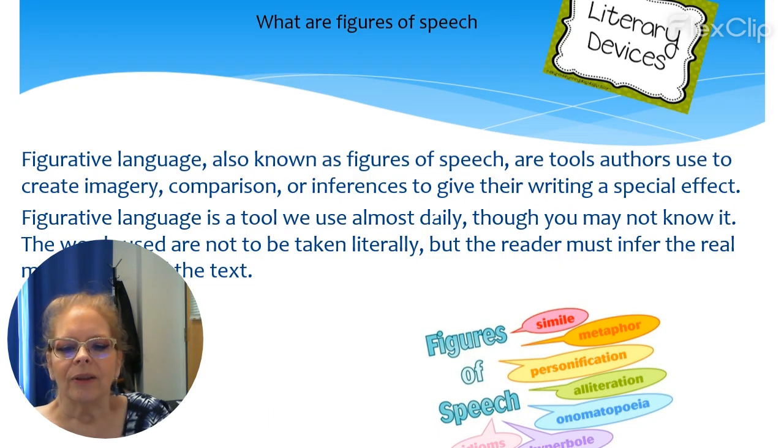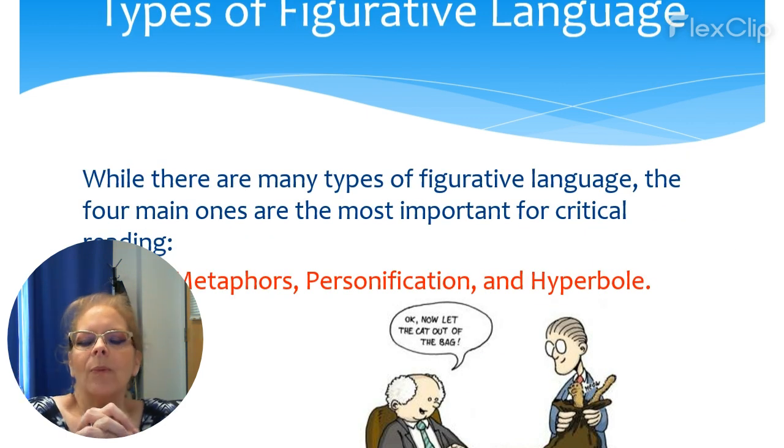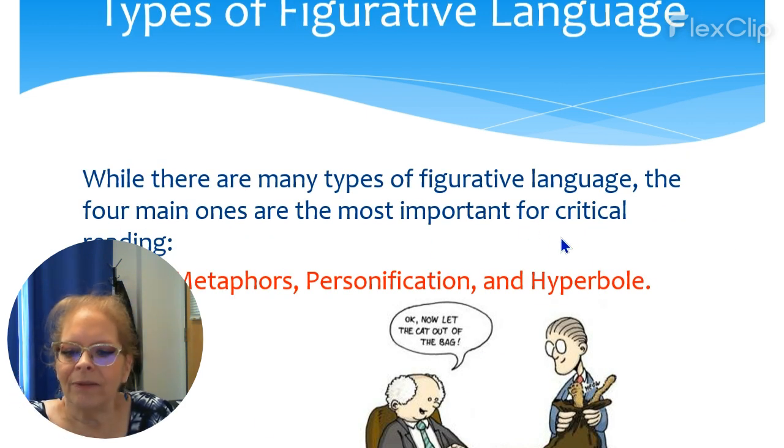So what are they? They're figures of speech, and they are just tools that authors use to create imagery, comparison, inferences, try to give a special effect to just make their writing more interesting. We use it almost daily. I'm sure you've used them quite often, even though you might not even be aware of it. And none of these should actually be taken literally. They're implying something different. And while there are more types, the main four are the similes, metaphors, personification, and hyperbole. I'm also going to talk about idioms and onomatopoeia.